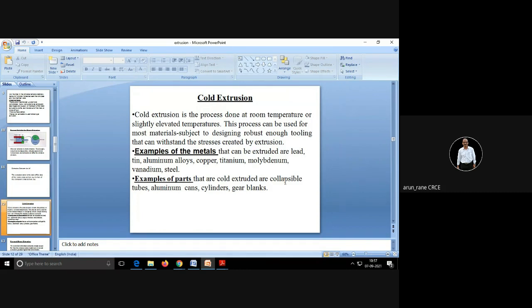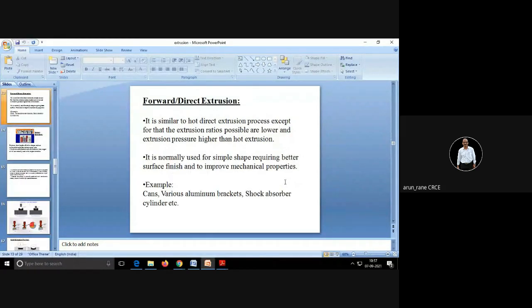As I told in the morning, we always take in hand collapsible tubes for toothbrushing, aluminum cans; those are extruded. Cylinders, even gear blanks, that is gears, can be extruded. There are many processes for each and every component. If I talk about gears, you can extrude them with the teeth, and even the bore can be extruded. Gear can be cast, gear can be forged.